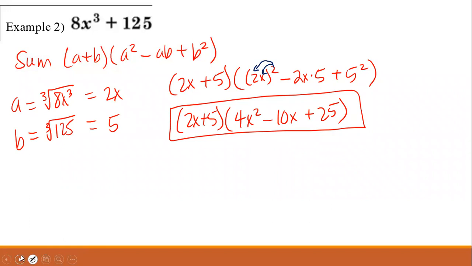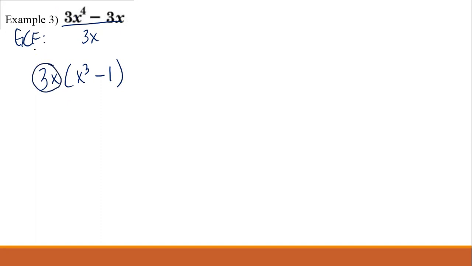All right, the next examples we're going to do are having to use GCF prior to using the cube rule. Just like always in any factoring situation, you want to check to see, is there an obvious GCF here? Yes, 3x. So I'm going to factor out 3x, and that's going to leave me with x cubed minus 1. Your GCF has to be part of your final answer. If not, then your answer is not correct.